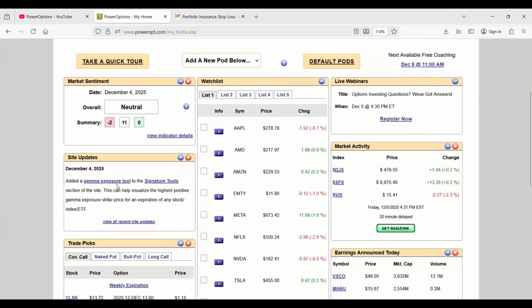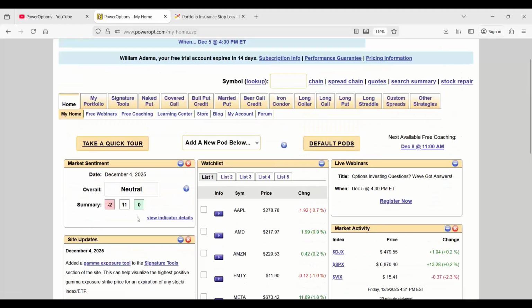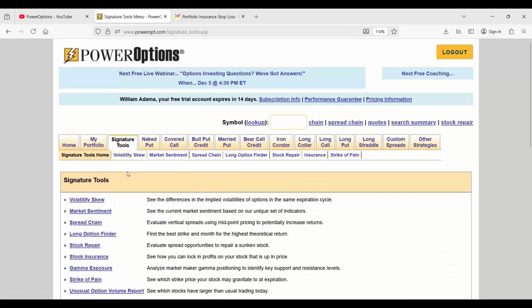Site updates: the Gamma Exposure Tool. Go to the Signature Tools tab, this is a new tool that we just added. So we go to Signature Tools. We have a variety of different one-off, market important, relatively signature tools.